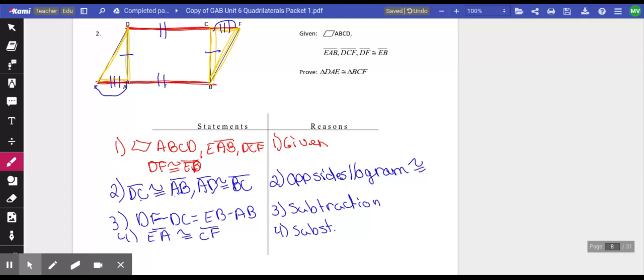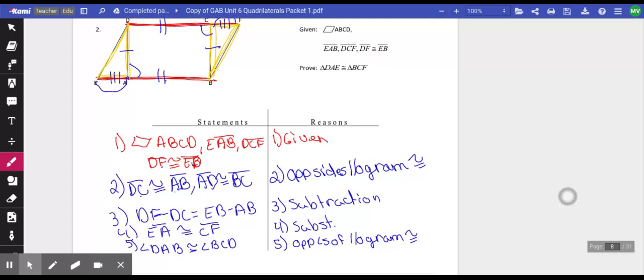Now I need to try to get an angle or the other side. I can't see any way to get the other side, but I do know that angle DAB is congruent to angle BCD because opposite angles of a parallelogram are congruent. So that means that is congruent to that.